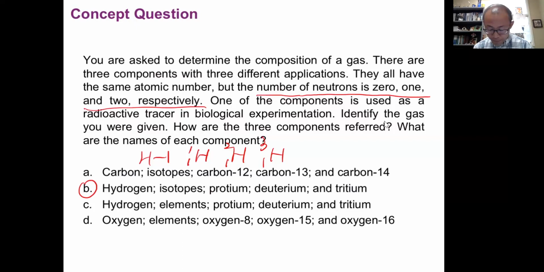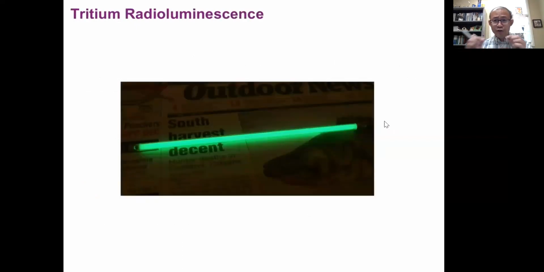Okay, this is a tritium tube. The tube contains tritium gas, which is radioactive, and it will hit the fluorescence materials, so the tube gets lighted up. This is called tritium radioluminescence. That's one of the applications for tritium, utilizing the radioactivity, and you can read more about the applications of these 3 hydrogen isotopes.